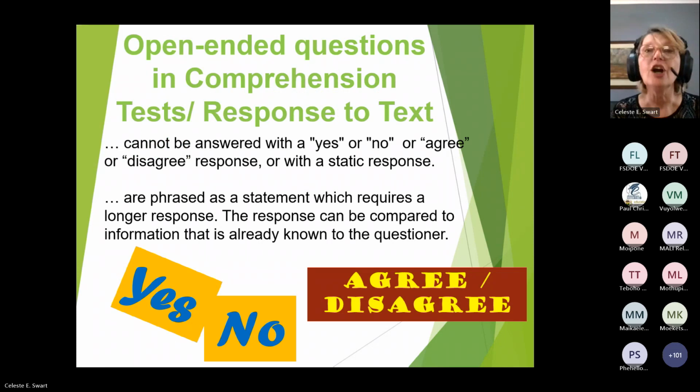Okay, so open-ended questions in comprehension tests or response to texts is very simple. These are the questions that you don't just simply say yes or no, or I agree or I disagree. You have to give it some body. You have to explain. So it's not something like, how old are you? And you say, oh, I'm 15 or I'm 14. Or like me, I'm 21. Nothing like that. It's going to have a little bit more body to it. But you must remember, yes and no, and agree or disagree must still make up part of your response in this case.